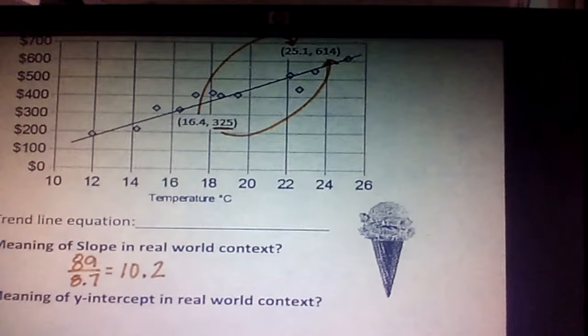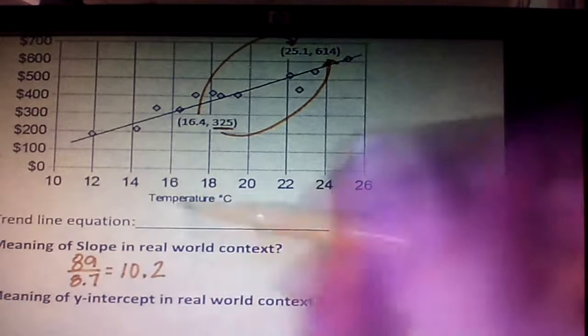Okay. What does that mean? What does 10.2 represent? Yes, but what does it mean? According to this graph, what does that mean? I mean, does it mean for every 7 cows that I have, we're going to have 10 gallons of milk? What does that mean? It means the higher the temperature goes, the more ice cream it is.